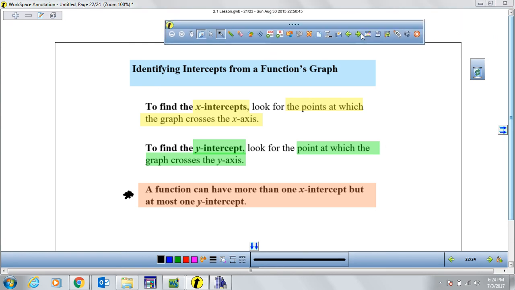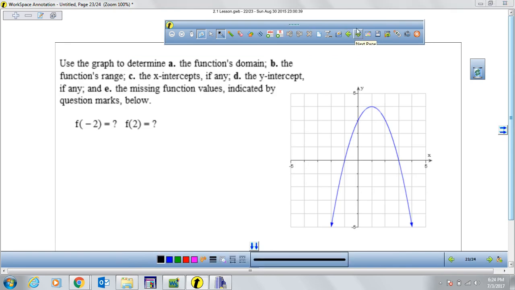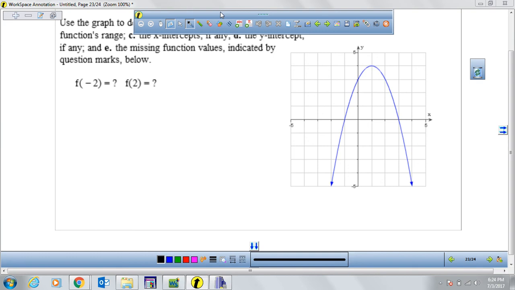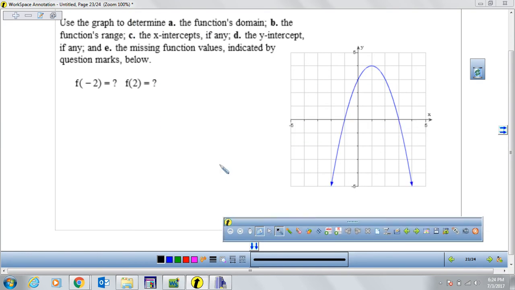So we're going to analyze the next function right here, which is this one. Use the graph to determine letter A, the function's domain, letter B, the function's range, letter C, the x-intercept, if any, letter D, the y-intercept, if any, and letter E, the missing values f of -2 and f of 2.